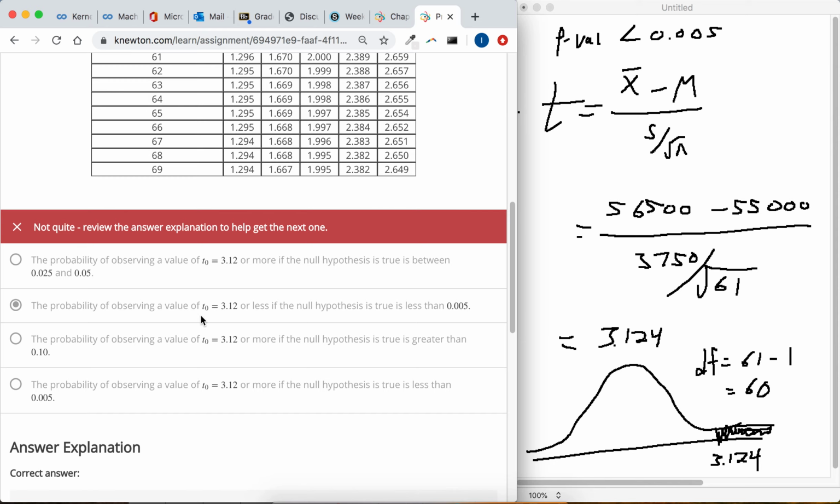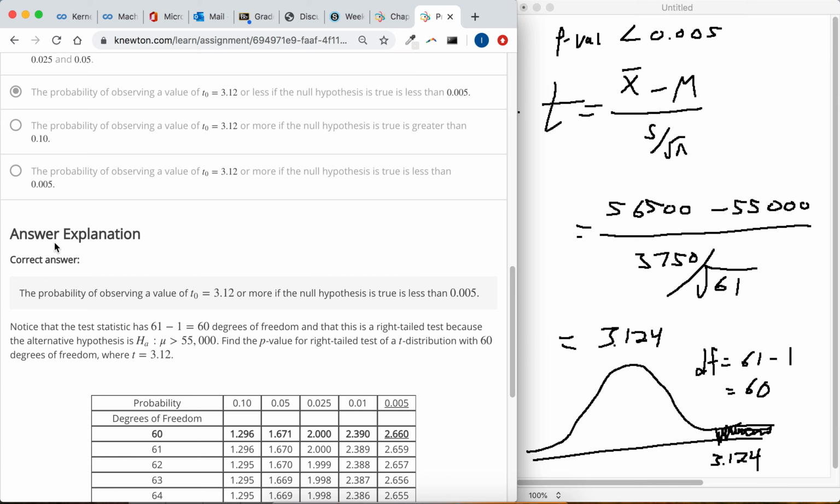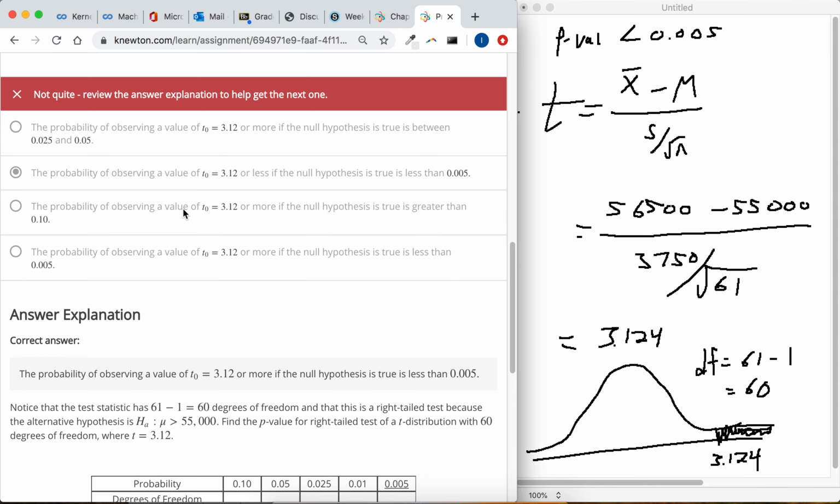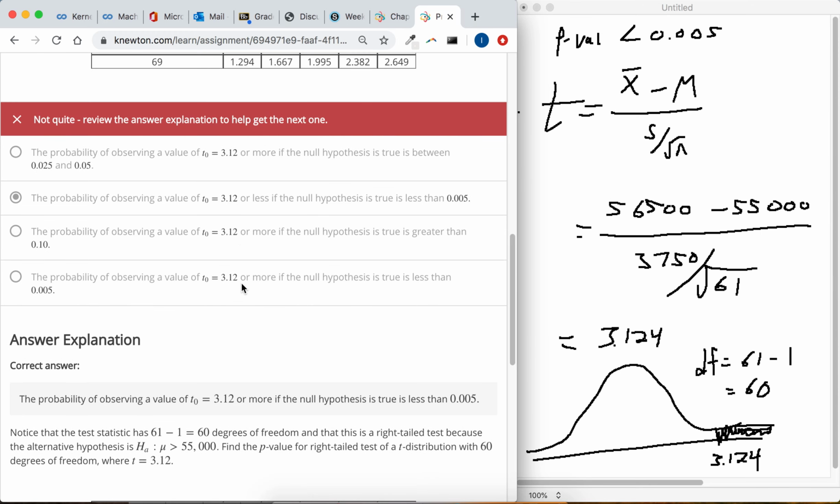The probability of observing a value of t was... Oh, geez, I didn't read the wording very carefully. Or more, right? Because it's a right-tailed test. So that should have been this answer right here. So there's a lesson: just don't try to do it too fast. The probability of observing a value or more. It's a right-tailed test.